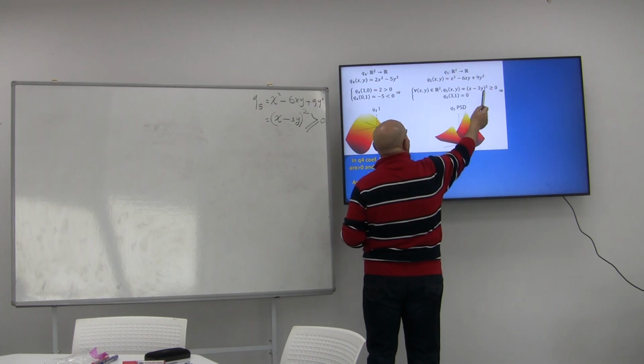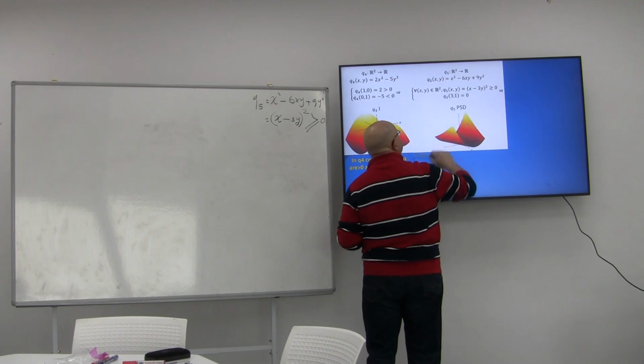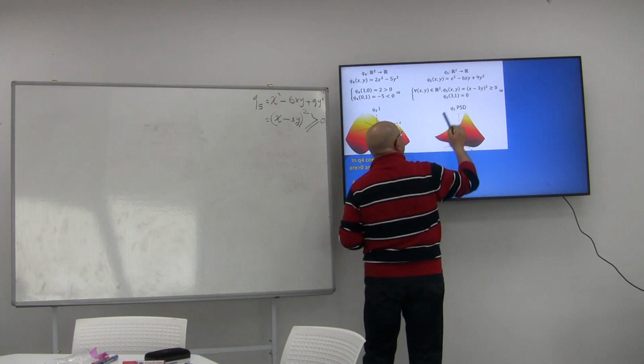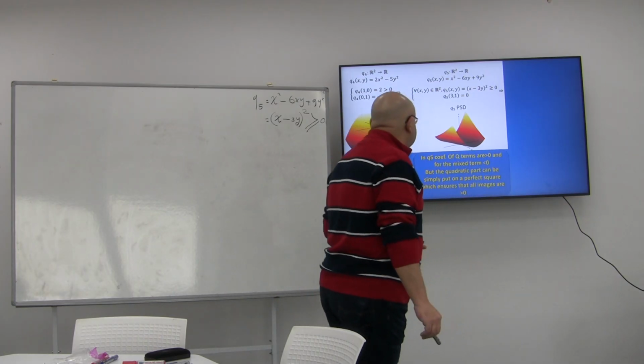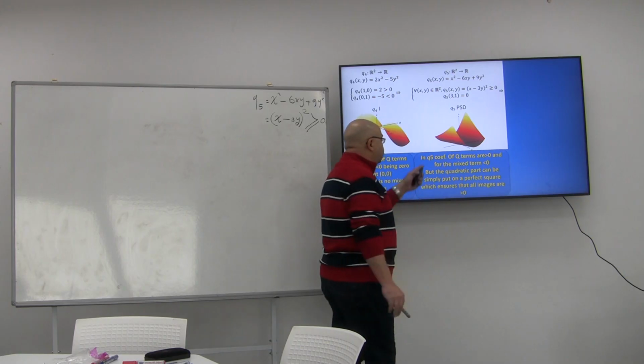Once x equals 3y, it means that the point we are seeking is 3 and 1. Once you put in 3 and 1, it will end up having a 0. So it's a positive semi-definite. All that I said is already stated here.